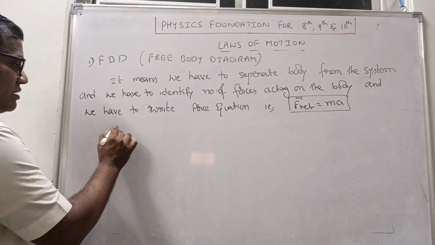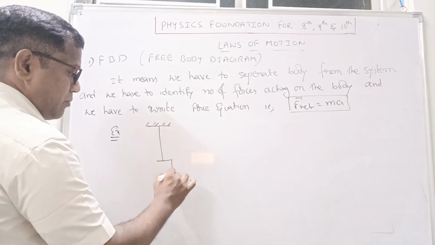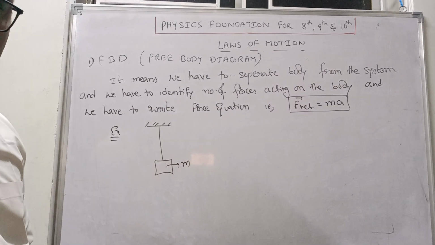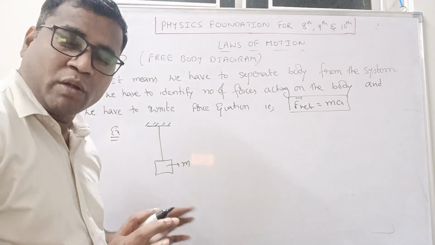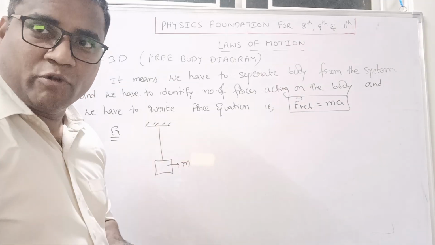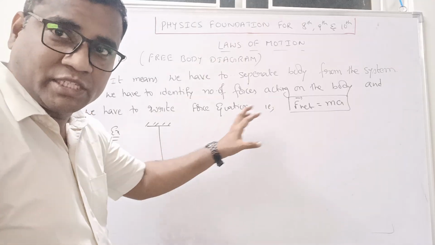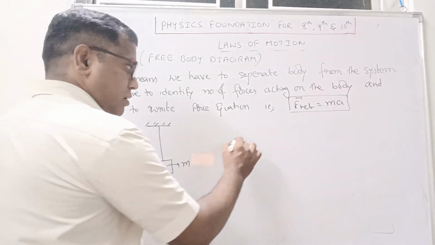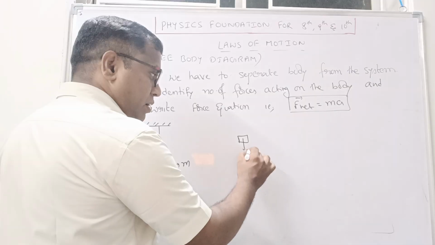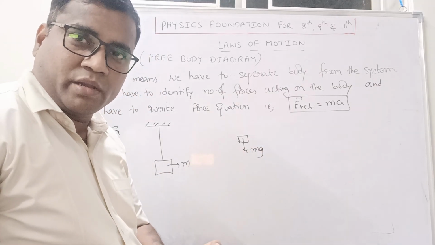Here, for example, one rope is there, and a body of mass m is suspended with the rope. Now it is stable, it is not moving. I want to draw the FBD. What is the meaning of FBD? I have to separate the body from the system. So I separated it and wrote here: this is the body. Now one force will be downward, mg, which is the gravitational force.